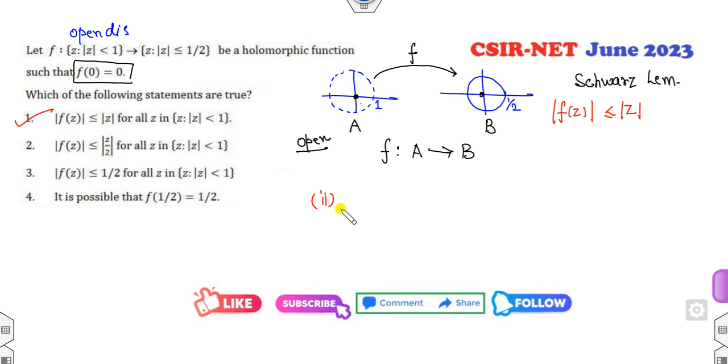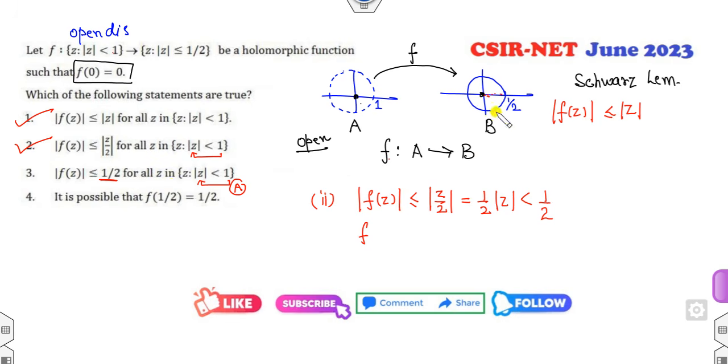Look at the second option. Mod F of Z is less than or equal to mod Z over 2. I can write this number as half of mod Z. Whenever mod Z is strictly less than 1 from the domain, it is strictly less than half, and strictly less than half lies in this B. That means F is a mapping from A to B. Yes, this option is also a correct option. Mod F of Z is less than or equal to half for all points from the domain A. Less than or equal to half is the complete B. Yes, this is also a correct option.